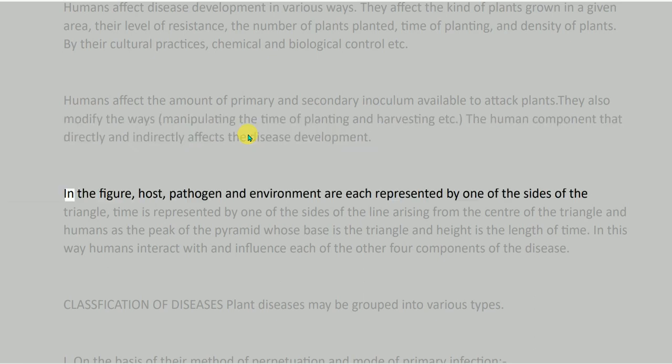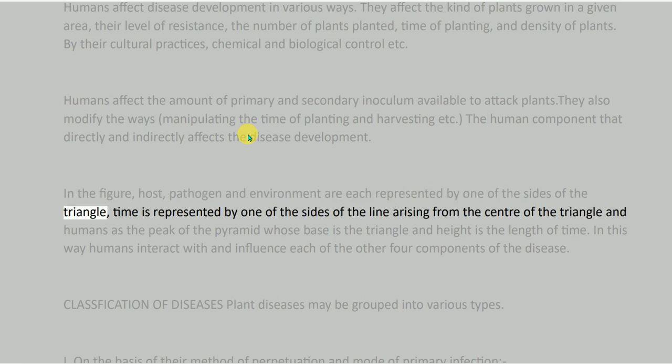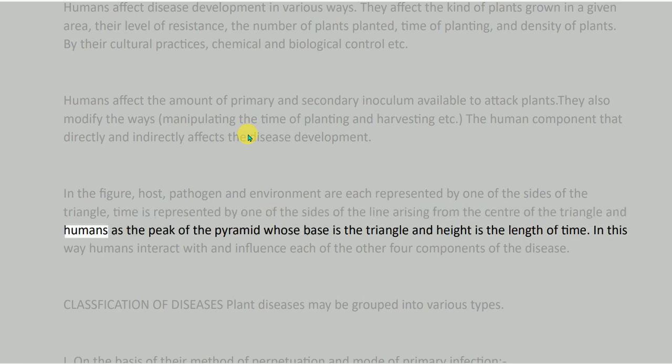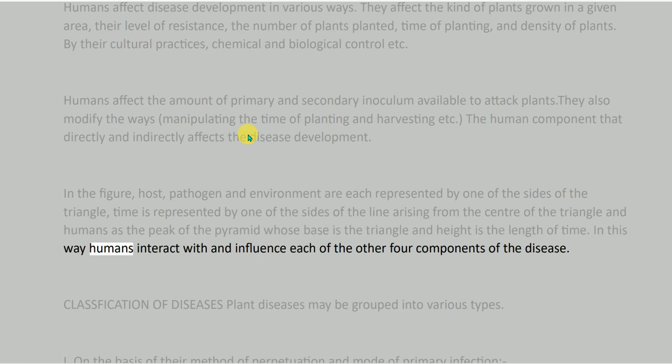In the figure, host, pathogen and environment are each represented by one of the sides of the triangle. Time is represented by a line arising from the center of the triangle, and humans as the peak of the pyramid whose base is the triangle and whose height is the length of time. In this way humans interact with and influence each of the other four components of the disease.